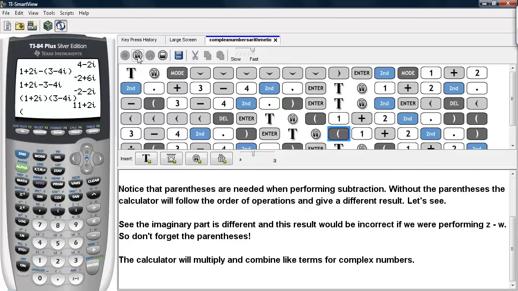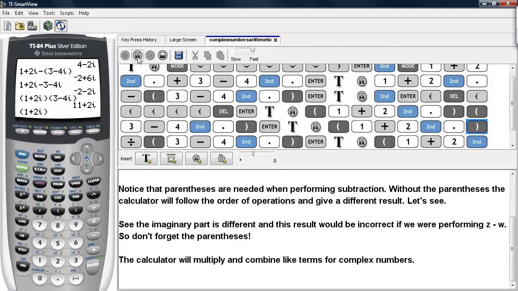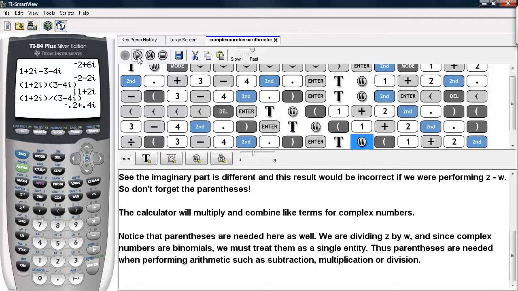Let's look at division. Go ahead and type in our complex numbers in parentheses so that we know to divide these numbers properly. And again, notice that parentheses are needed here as well. We are dividing the entire complex number, the whole binomial, so we need to treat them as single entities. So parentheses are needed when performing arithmetic like subtraction, multiplication, or division.